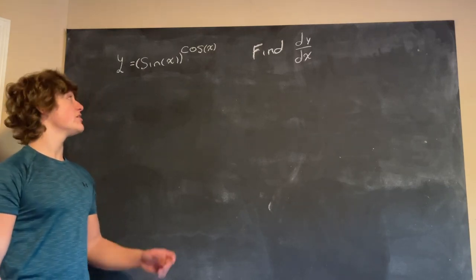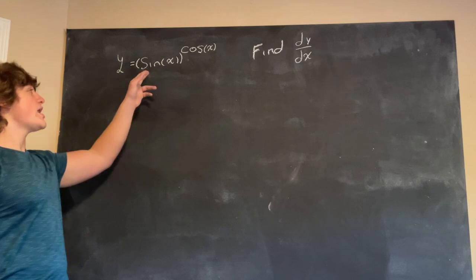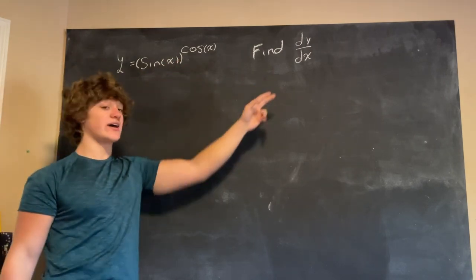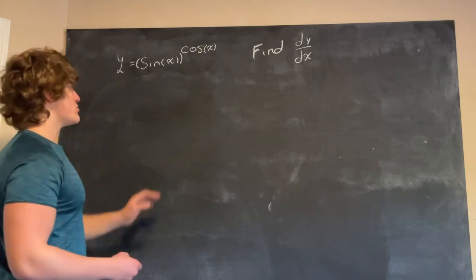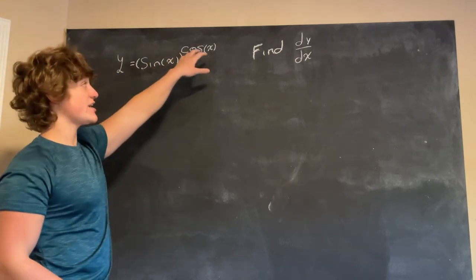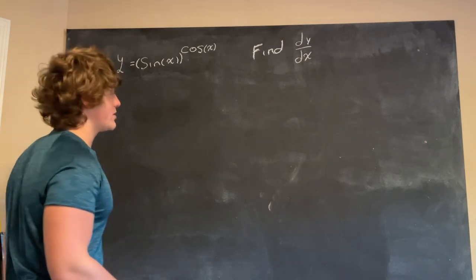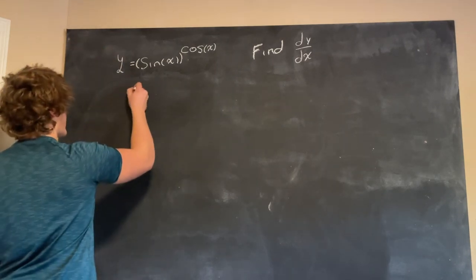In this video I will be covering the derivative of y is equal to sine of x to the cosine x with respect to x. For this equation we have a variable in the base and in the exponent, so we are going to use something called logarithmic differentiation to solve this problem. Let's start by rewriting our problem down here.